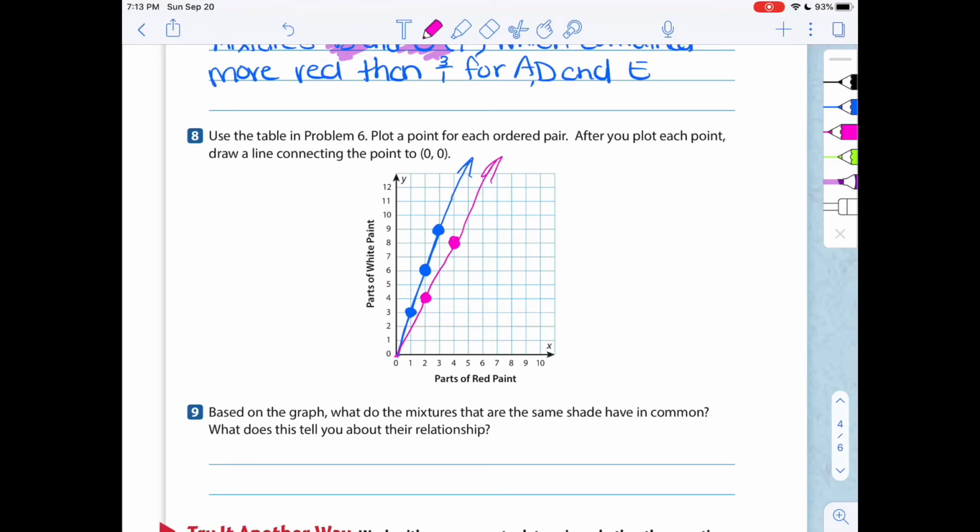So based on the graph, what do the mixtures that are the same shade have in common? What does this tell you about their relationship? Pause the video, take a look at the graph, and write your thoughts down on number 9.